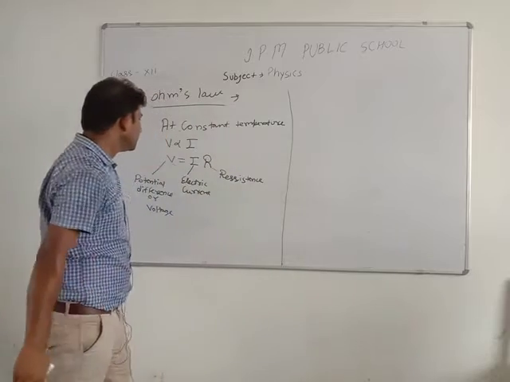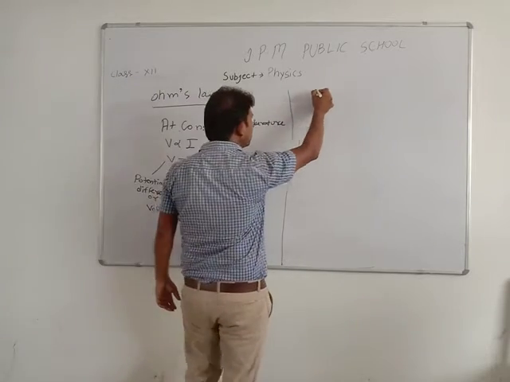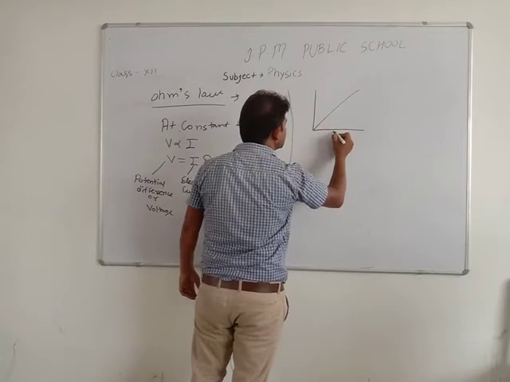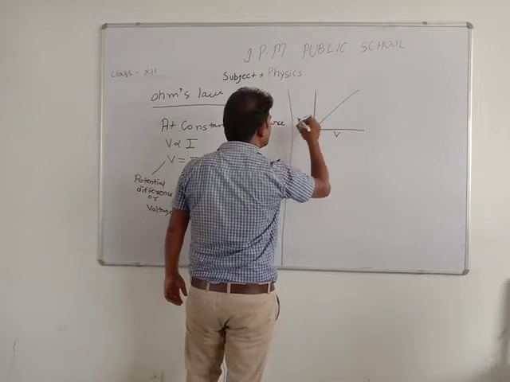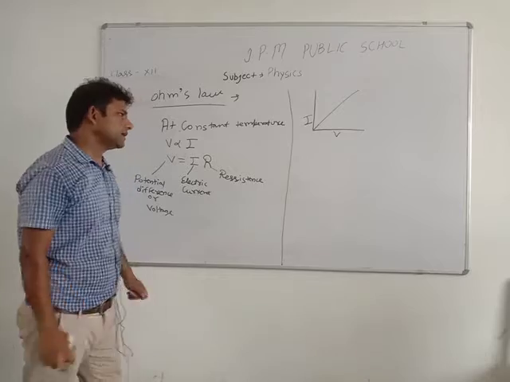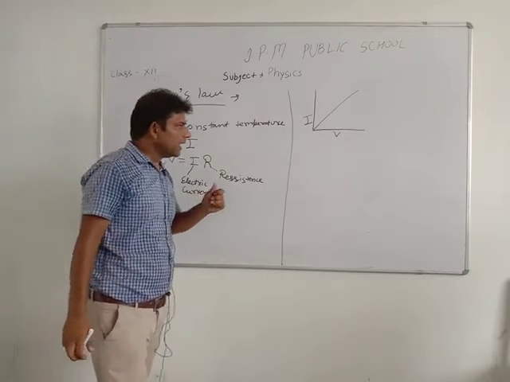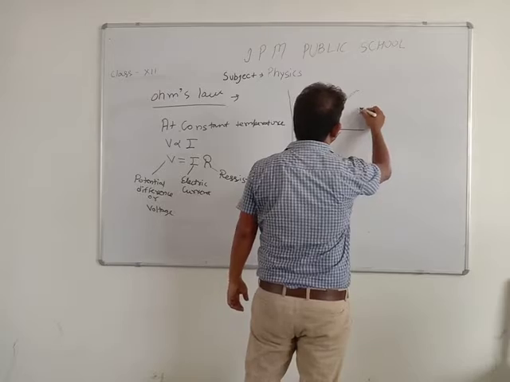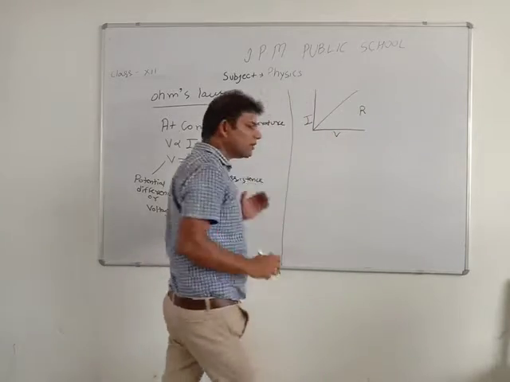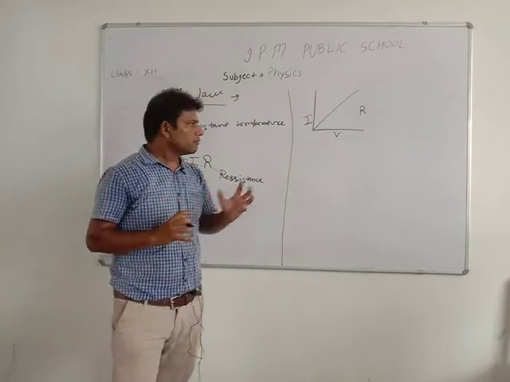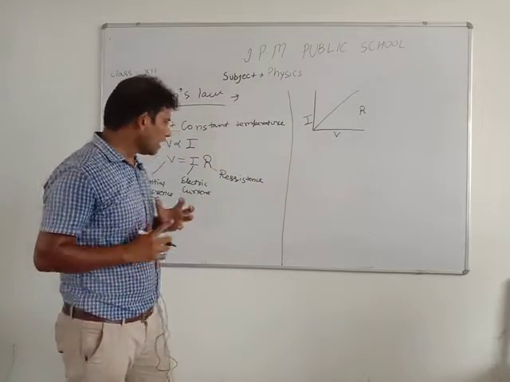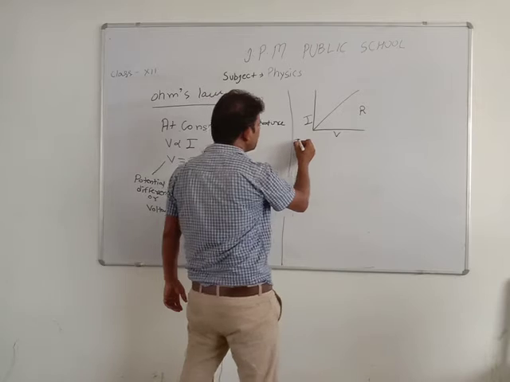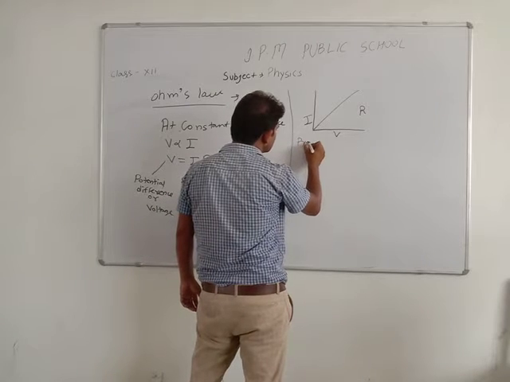Students, in Ohm's law, the graph always comes as a straight line. It means if we draw a graph between V and I, then it is always a straight line, and the graph between V and I gives the value of R. It means we can find the resistance with the help of the V-I graph. Next is the proof for Ohm's law.